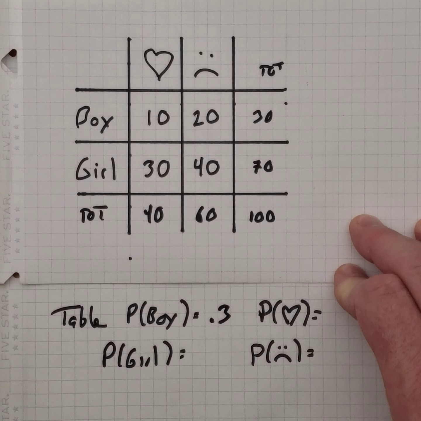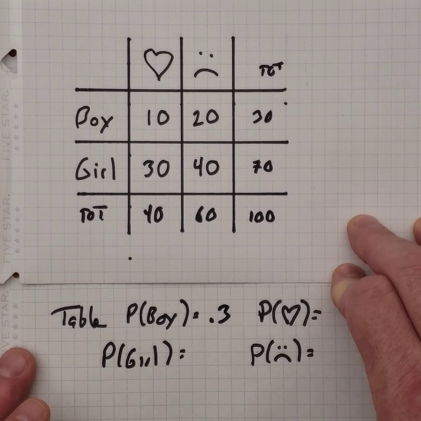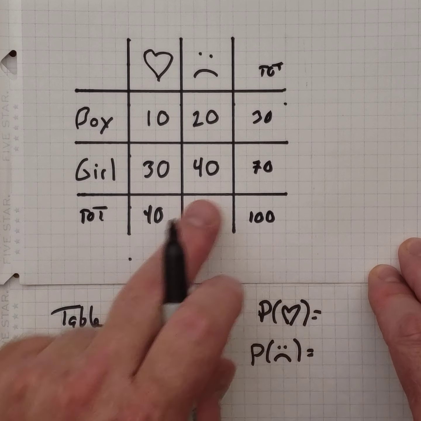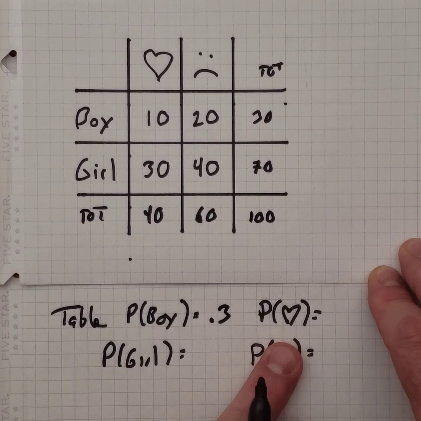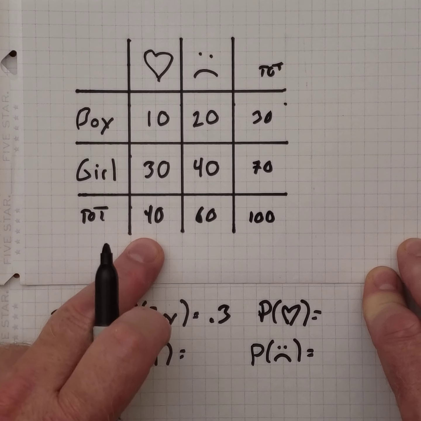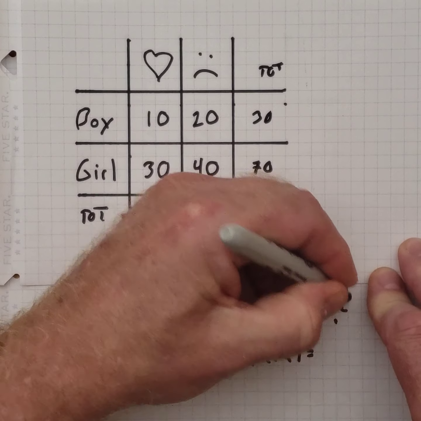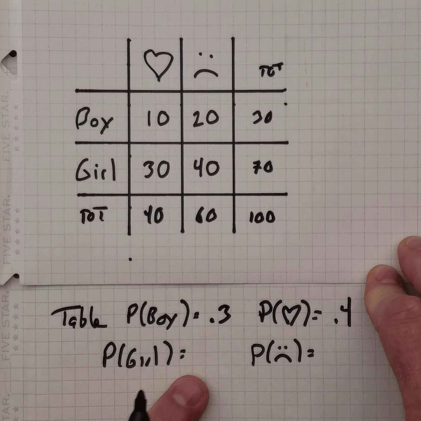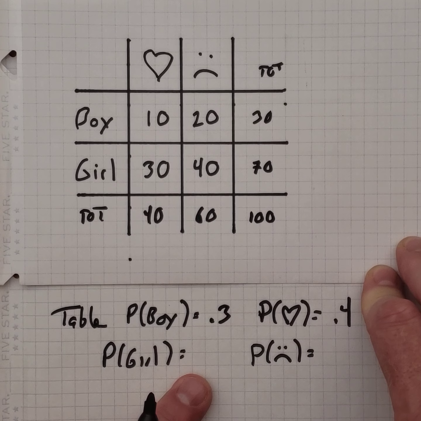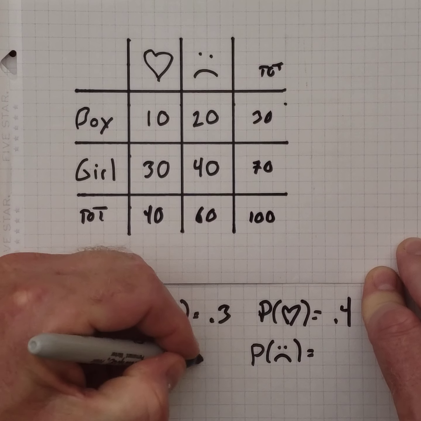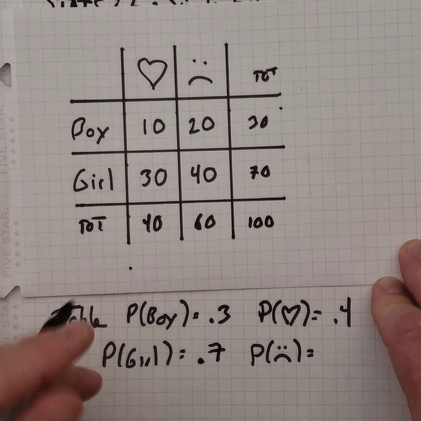I'm going to accept fractions, I'm going to accept decimals, and I'm going to accept percents here for all of these. If I pick a person at random from this group, what's the probability they love statistics? That would be these 40, the 10 boys and the 30 girls, so 40 out of 100, or 0.4. What's the probability if I pick somebody at random here, they're going to be a girl? Well, there's a total of 70 girls out of the 100, 0.7.